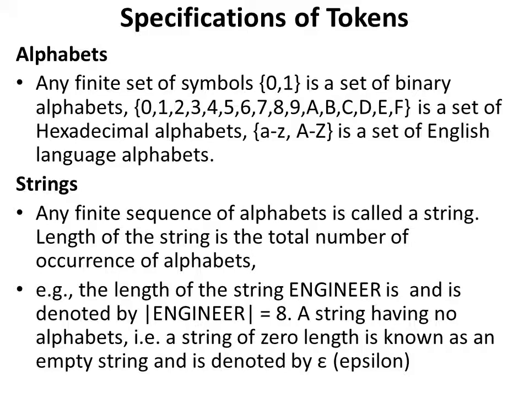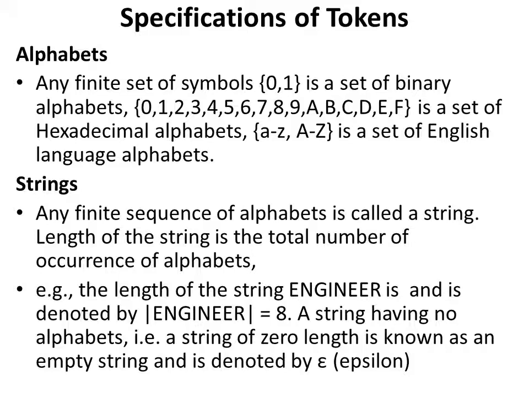Strings. The tokens can be represented as strings. A string is any finite sequence of alphabets. The length of the string is the total number of occurrences of alphabets. We know that. What is the length of the string? Example, engineer is the string, so the length of the string is 8.